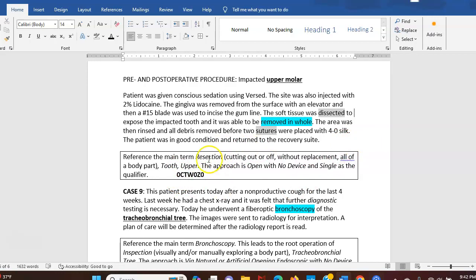Okay, so we'll look up the word resection, because we're cutting off or removing all of that body part. The tooth, and it's the upper molar. The approach is going to be open. No device, and single is going to be the qualifier because it's only one tooth.